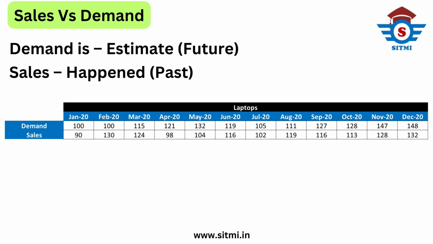To understand this difference very well, let's see this table. This table talks about demand and sales of a product called laptop. Now this is talking about the year 2020 demand and sales. For example, in the month of January 2020, the demand, that means the estimate of the laptop, was 100 quantity. However, sales for this month was only 90 quantity. So demand is an estimate, sales is something which is actual.